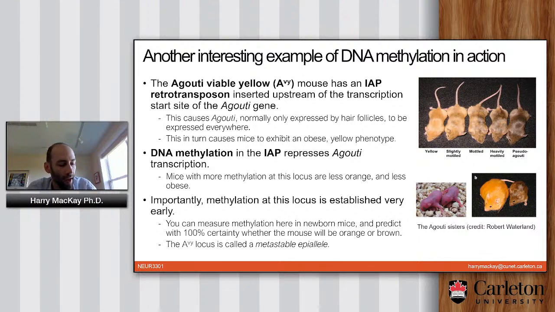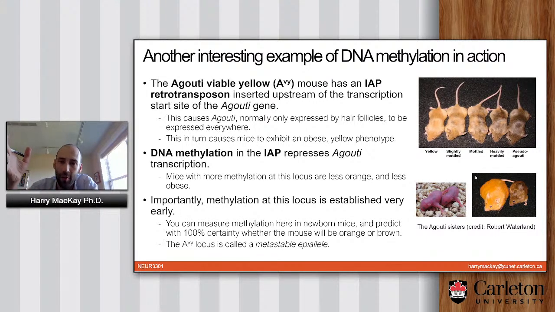So let's go over another example of DNA methylation in action. We've given you X inactivation. This is one way that DNA methylation is involved in things. But here's another kind of fun example. This is the agouti viable yellow mouse. So this is a type of mouse that was discovered basically by accident.